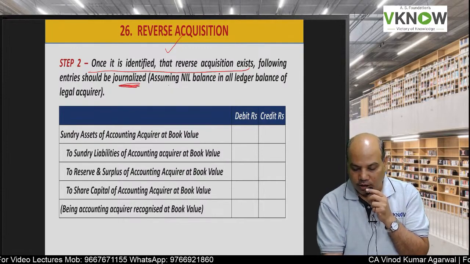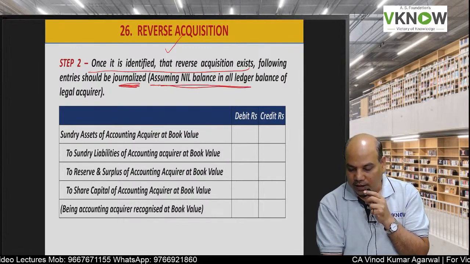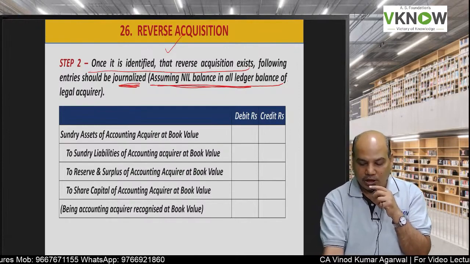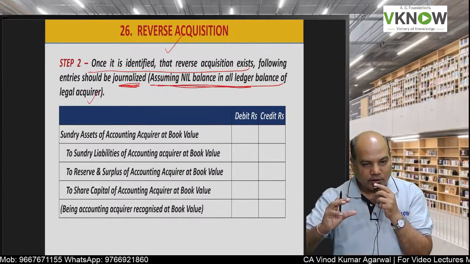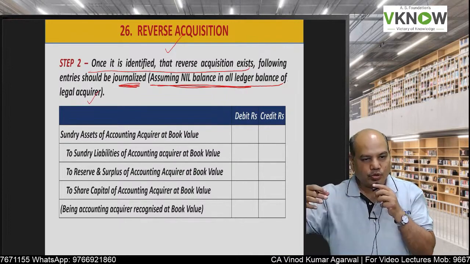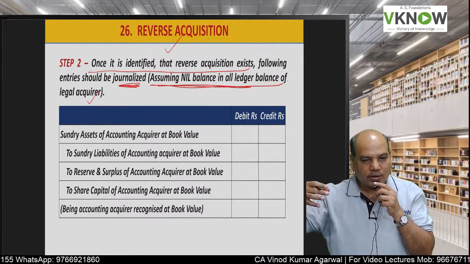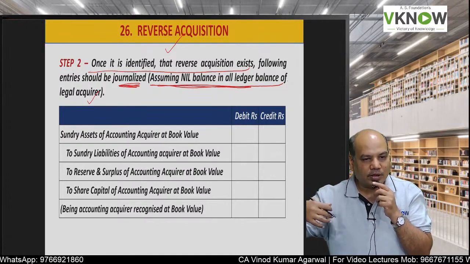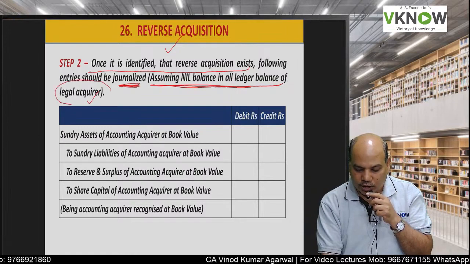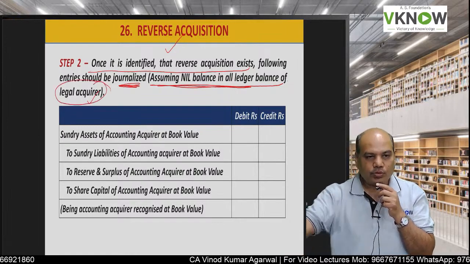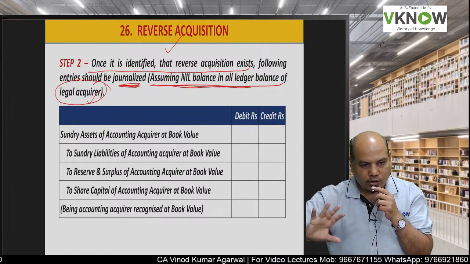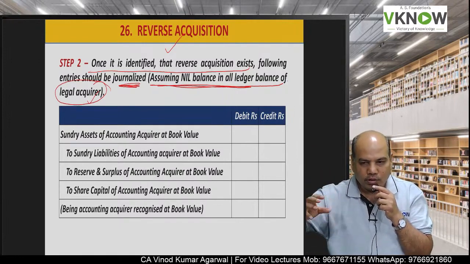Before passing the following entries, make the balance nil of all the ledger balances of legal acquirer. Entries will be passed in the books of legal acquirer, but you have to assume that we are passing entry in the books of accounting acquirer. So in the books of legal acquirer, first you make balance of all the ledger 0.